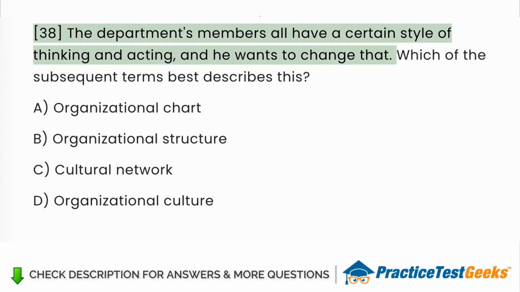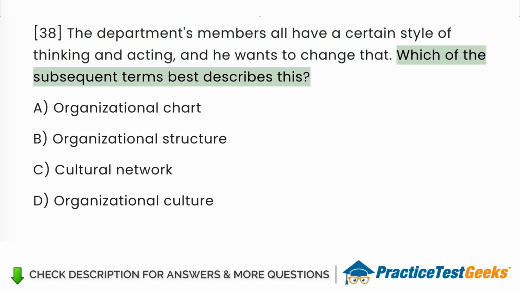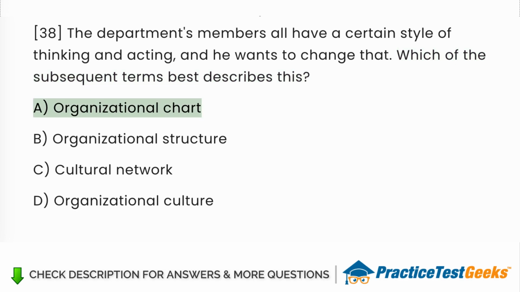The department's members all have a certain style of thinking and acting, and he wants to change that. Which of the subsequent terms best describes this? A. Organizational chart. B. Organizational structure. C. Cultural network. D. Organizational culture.